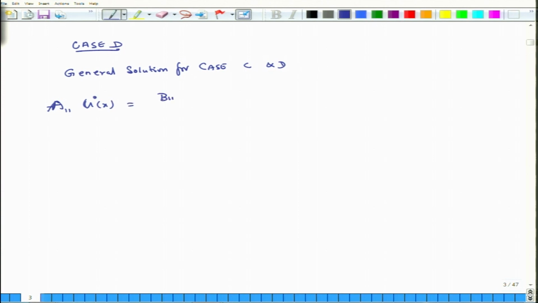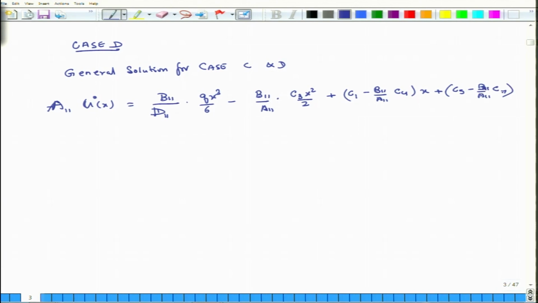equals B11 over D11 times Qx cube over 6 minus B11 over 2, no, I am sorry, over A11 times C3x square over 2 plus C1 minus B11 over A11 times C4 times x plus C5 minus B11 over A11 times C7, okay.